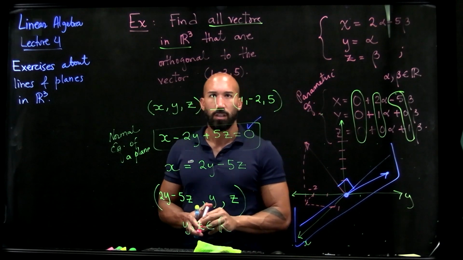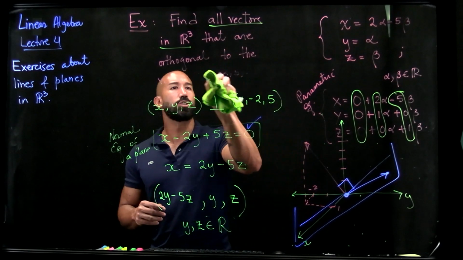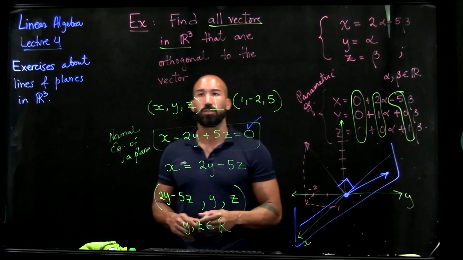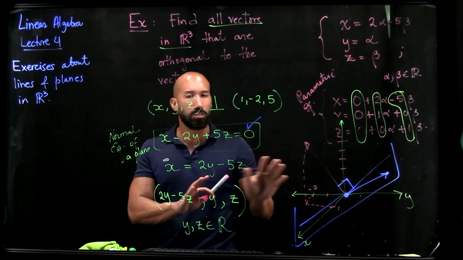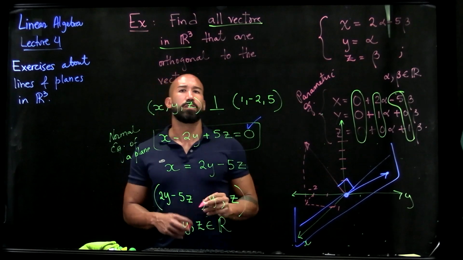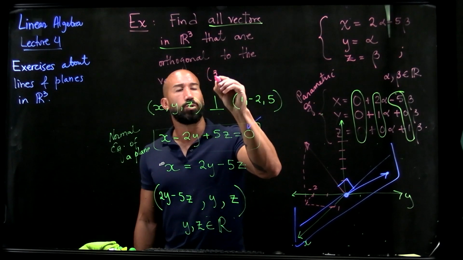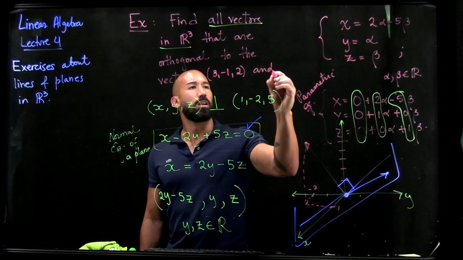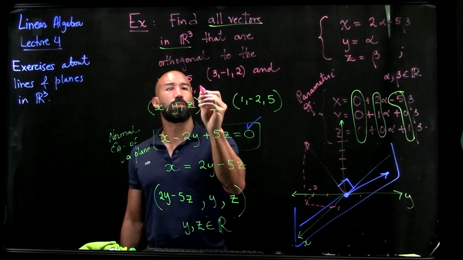Is that okay? Well, I can change this problem a little bit. Instead of giving you one vector, I'm going to give you two vectors that are not parallel to each other. So if we look at these two given vectors, they are not going to be parallel. Let me say the vectors are 3, minus 1, 2, and negative 1, 4, 6.